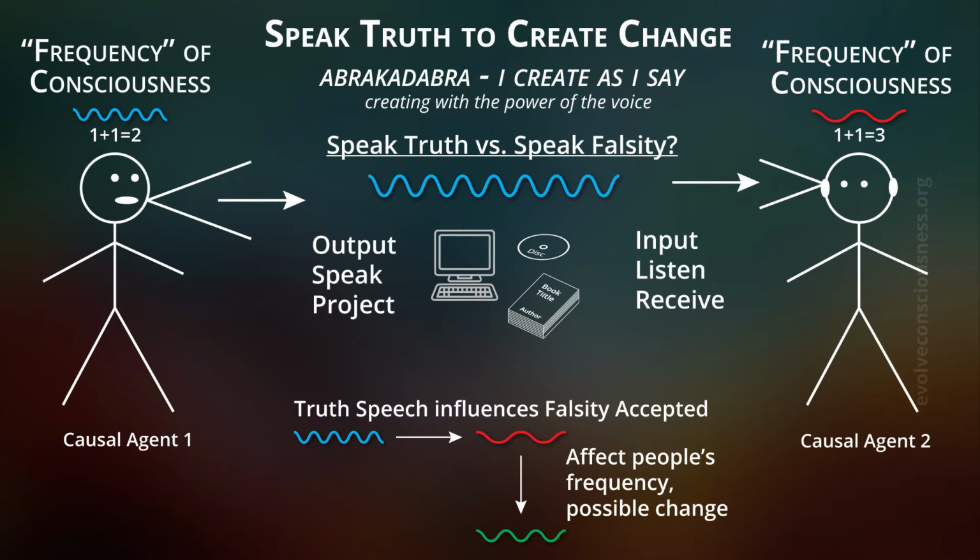Then, at the bottom here, truth speech influences the falsity accepted. So from one frequency of truth being provided at the lower frequency that doesn't have that truth, then we affect people's frequency, and that creates the possibility of change, where then they become, instead of the lower and the red, well, the blue adds, and they go into that middle frequency of green in the color spectrum. The lower is red, and then you get to green and up towards the blues. It's the infrared and the ultraviolet, if you want to look into it.